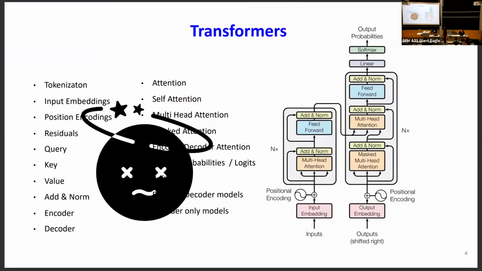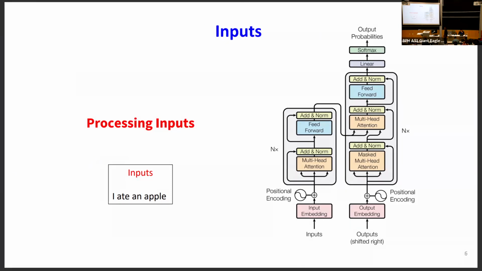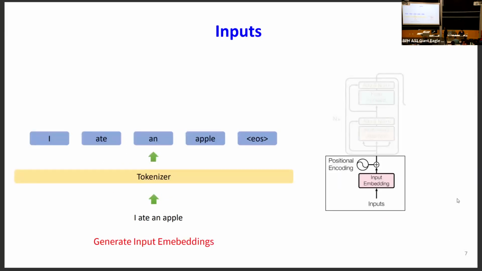It's difficult to understand all of these. Let's go back to our previous lecture, where we had a simple example of inputs and outputs: a simple task of machine translation, where we have "I ate an apple" and the German translation, "Ich habe einen Apfel." Now we try to do this via transformers. The transformer obviously can't take just the literal terms as input, so we need to start with processing the inputs, as you can see on the bottom left of the architecture. We start by generating our input embeddings.